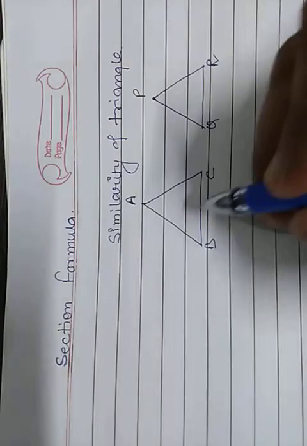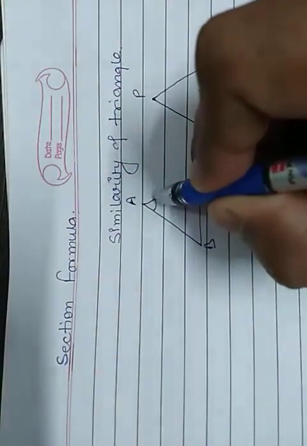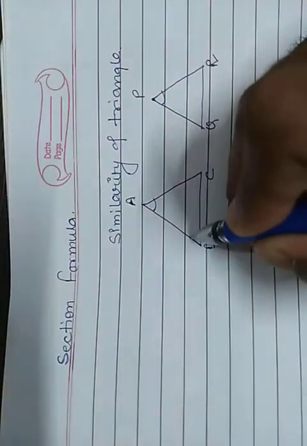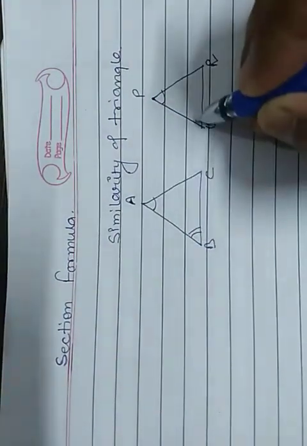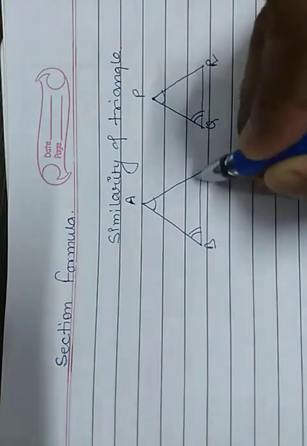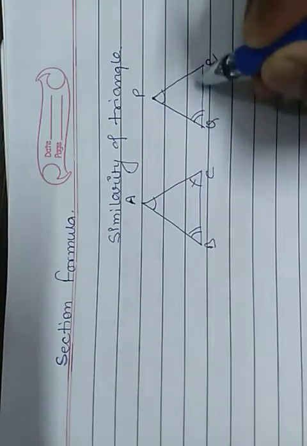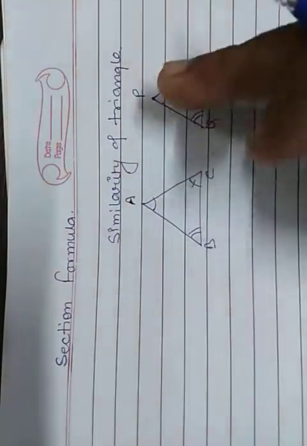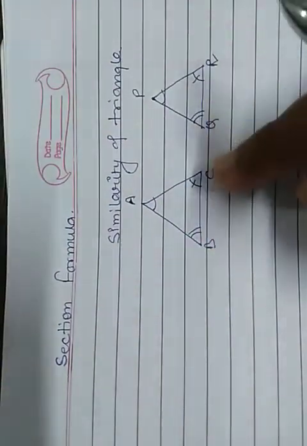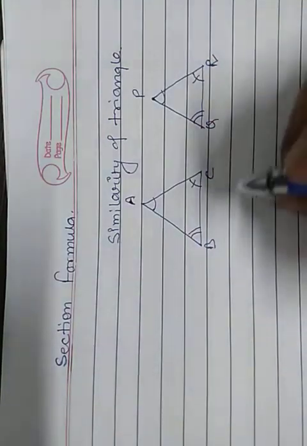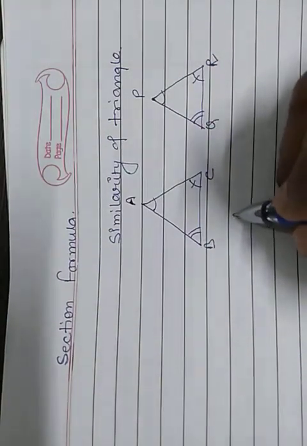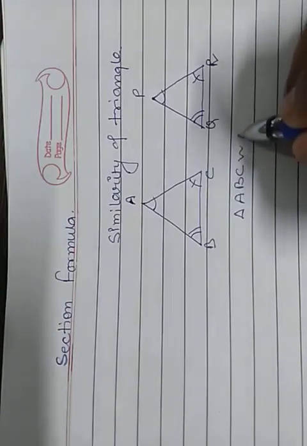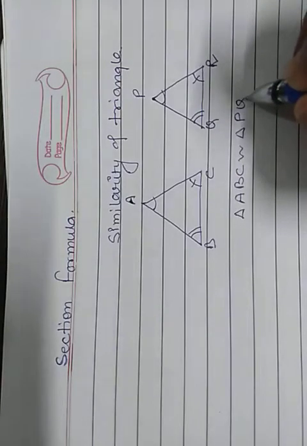It is given that angle A is equal to angle P, angle B is equal to angle Q, and angle C is equal to angle R. Then by the principle of similarity, I will write that triangle ABC is similar to triangle PQR.